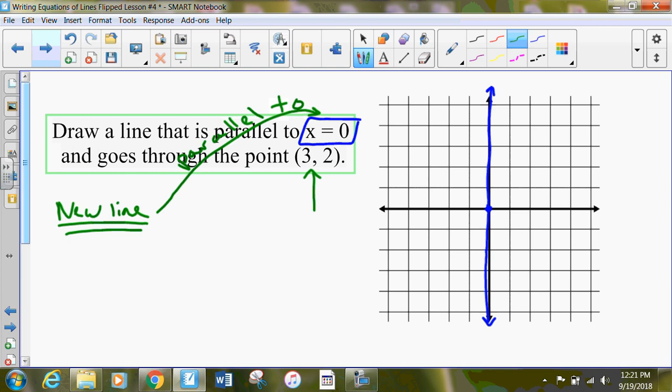So let's go ahead and graph the point. 3, 2 tells me that I'm going over 3 and up 2. There's my point. And so it would make sense that if we want to draw a line through this point that's parallel to the line x equals 0, this line will also have to be a vertical line going straight up and down. So there we have it. Our new line is parallel to our old line and goes through the point 3, 2.